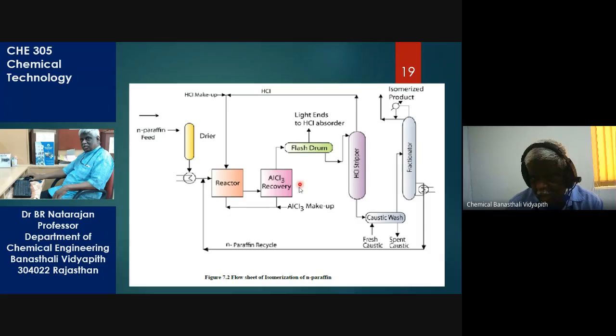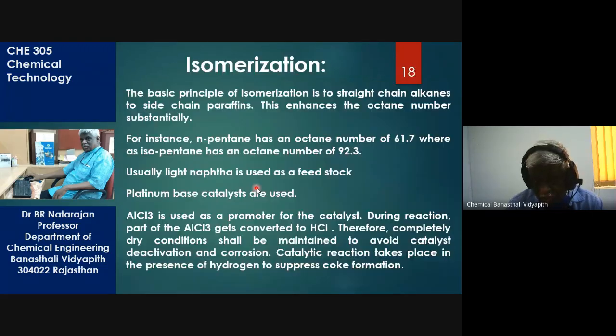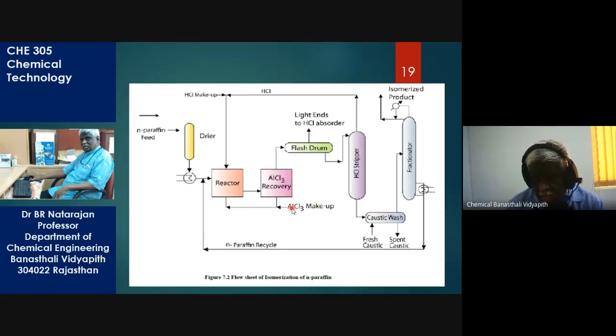Then I do my aluminum chloride recovery because that is a catalyst, aluminum chloride, right? And some aluminum chloride is lost, which I have to make up, and recycle the catalyst back to the reactor, and the recovered aluminum chloride, right? Some HCl has formed, and goes to a flash drum in which the HCl removal is done, HCl stripper.